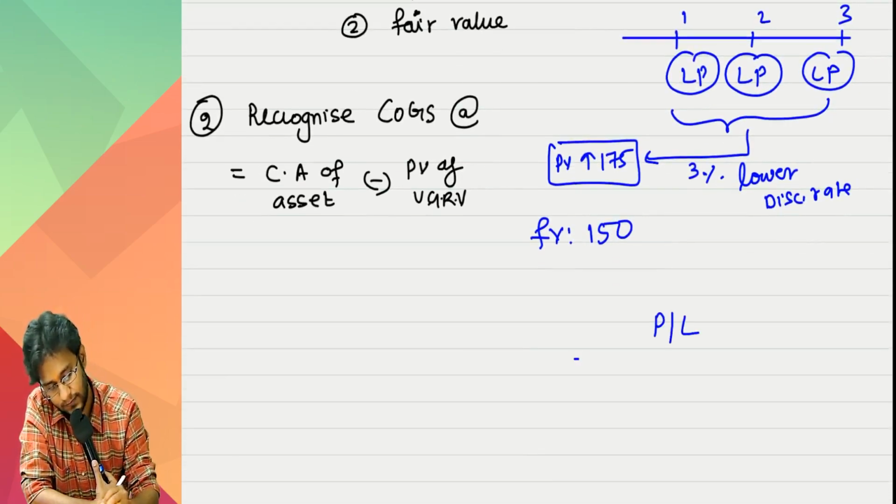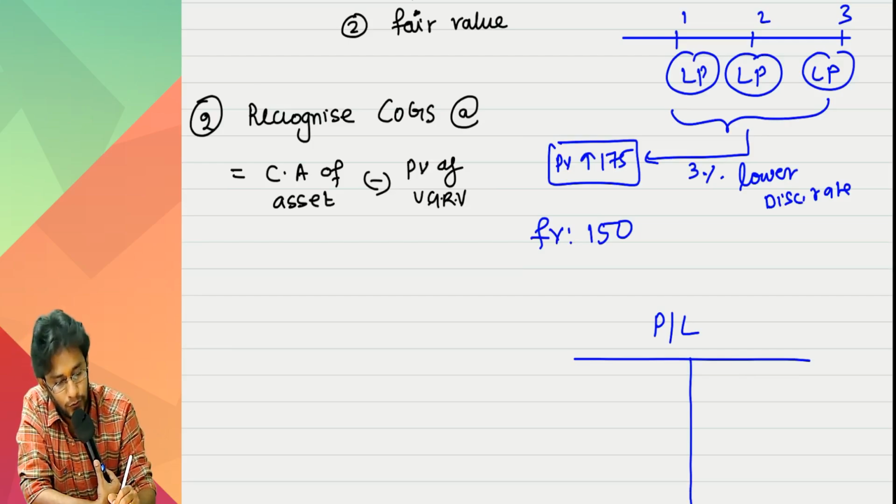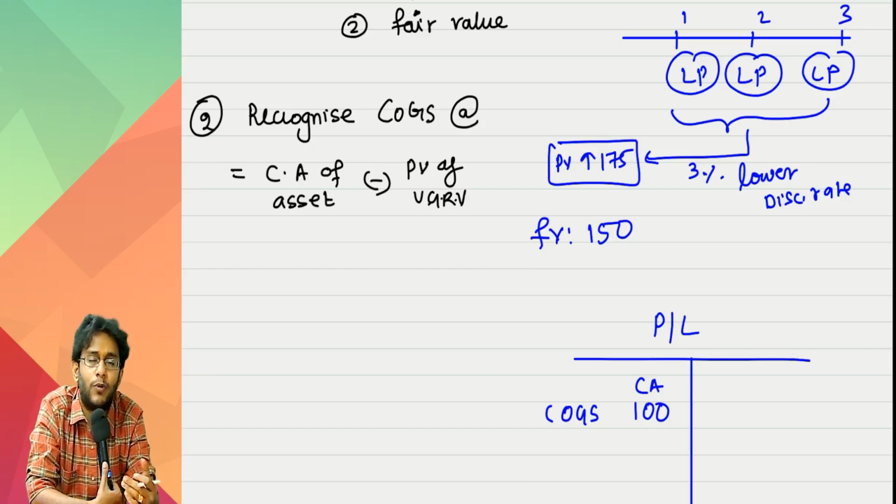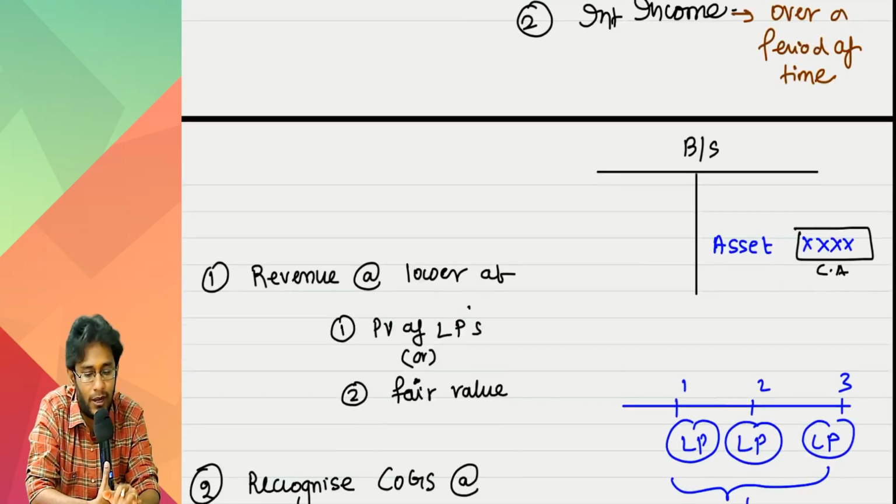The logic goes like this. Imagine a T-shaped P&L account, it will be easy for you. Imagine, sir, in cost of goods sold I wrote the entire carrying amount, which is 100, the full carrying amount without any adjustment. From this asset, what benefits will I get? From an asset which is given on lease, what benefits will I get?